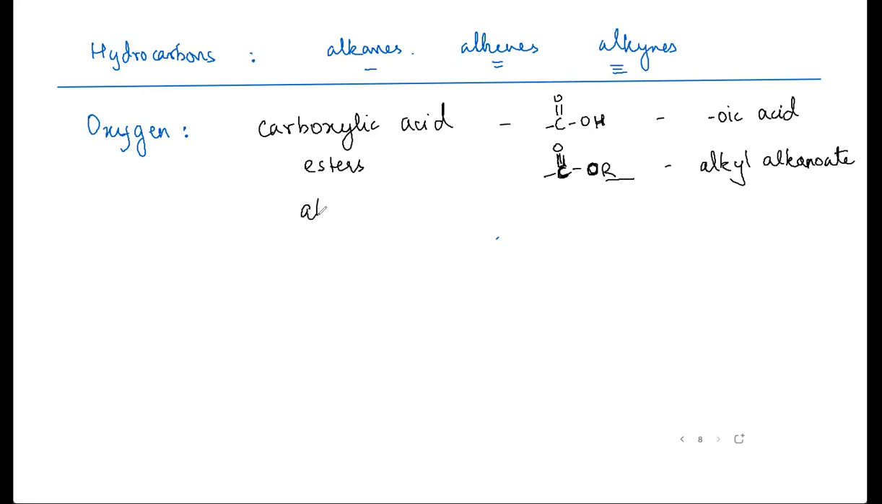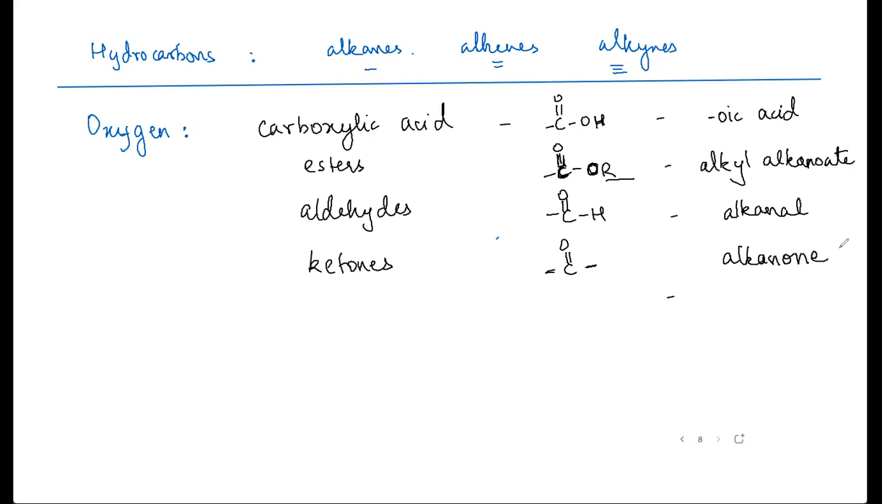Then what else have you got? Aldehydes and ketones. If you don't have the single bond O, you have C double bond O H. So CHO is aldehyde. The IUPAC name is alkanal, AL. And ketones, again, instead of H, if you've got another alkyl group, carbons attached on both sides of the C double bond O, you get ketones. The IUPAC name is alkanone.